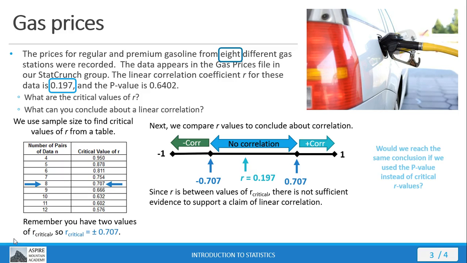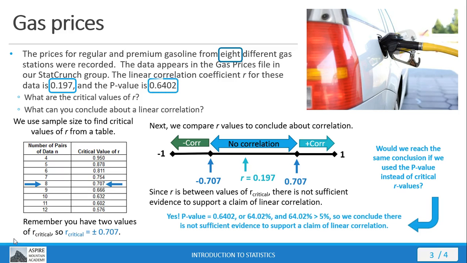Now, would we reach the same conclusion if we used the p-value instead of critical values? Well, we would. Our p-value is 0.6402, which is 64.02%. Because 64% is greater than 5%, we have a p-value that's considered high and in a region of non-acceptance. And so we conclude, as we just did with critical R values, that there is not sufficient evidence to support a claim of linear correlation.